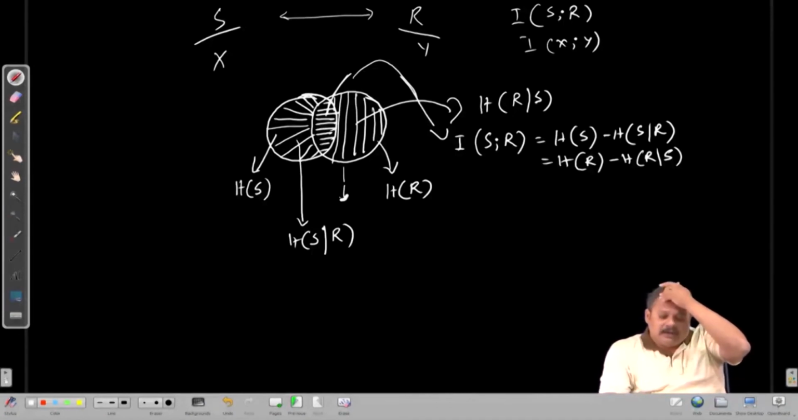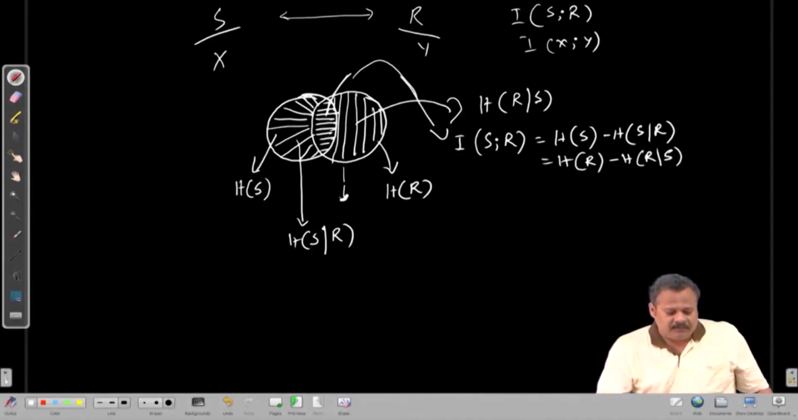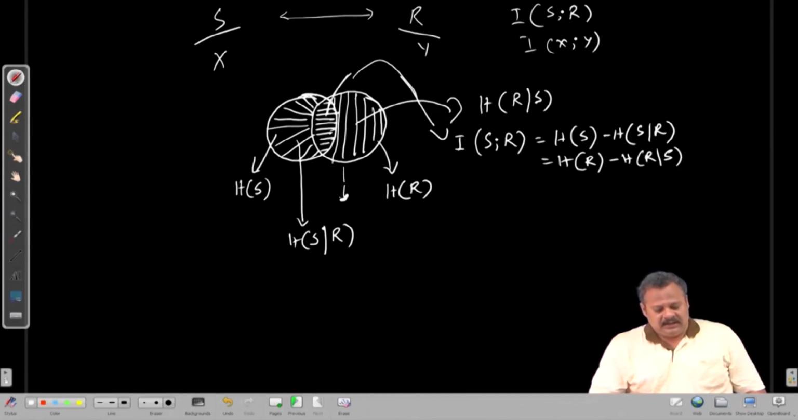So in other words, in this case, the intersection in this Venn diagram form is providing us the dependence, or representing the dependence between the two random variables.